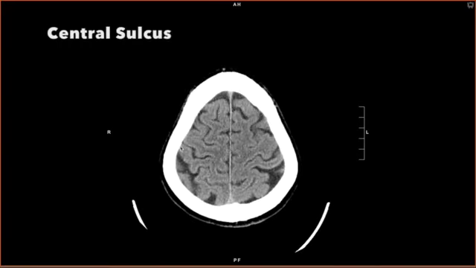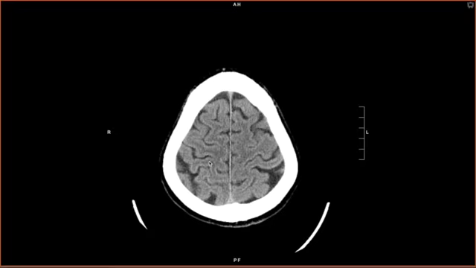Second, this here is the central sulcus. The central sulcus separates the frontal lobe anteriorly from the parietal lobe posteriorly. In front of the central sulcus, we have the precentral gyrus, which is where motor control sits, and posterior to the central sulcus, we have the postcentral gyrus, which is mainly sensory control.